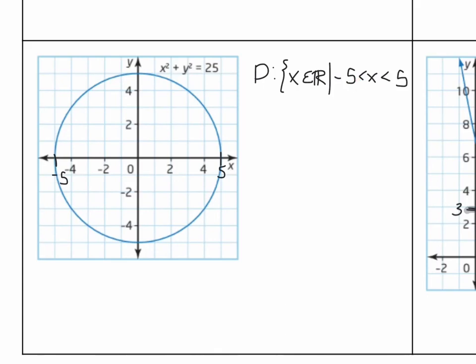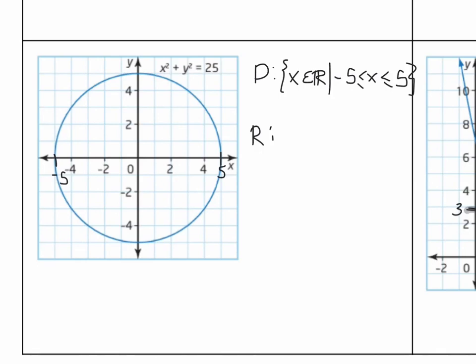So can x be equal to -5? Let's take a look. Yes, x can be equal to -5. So I'm going to put an equal to sign underneath. And how about over here? Can x be equal to +5? Yes, it can. So I'm going to put an equal sign underneath. And we're done. Let's try the range. So try the range on your own now that you know everything you need to know. Pause the video and then come back once you think you have it.